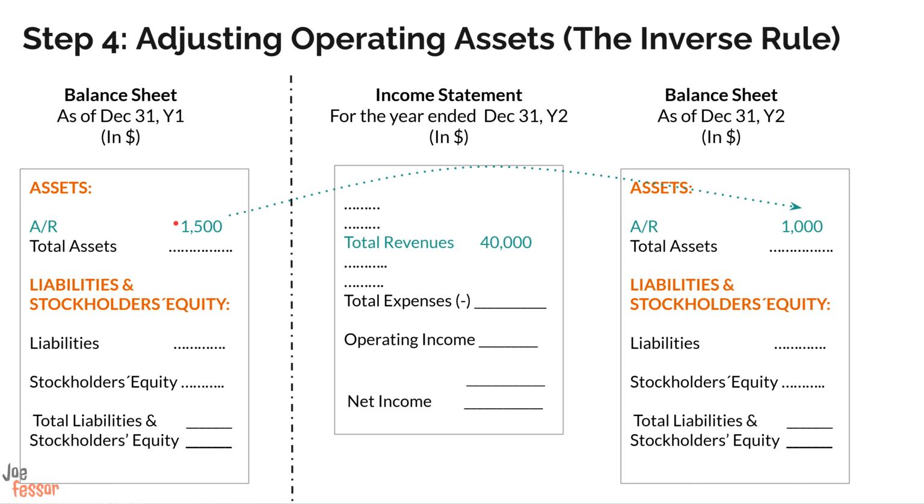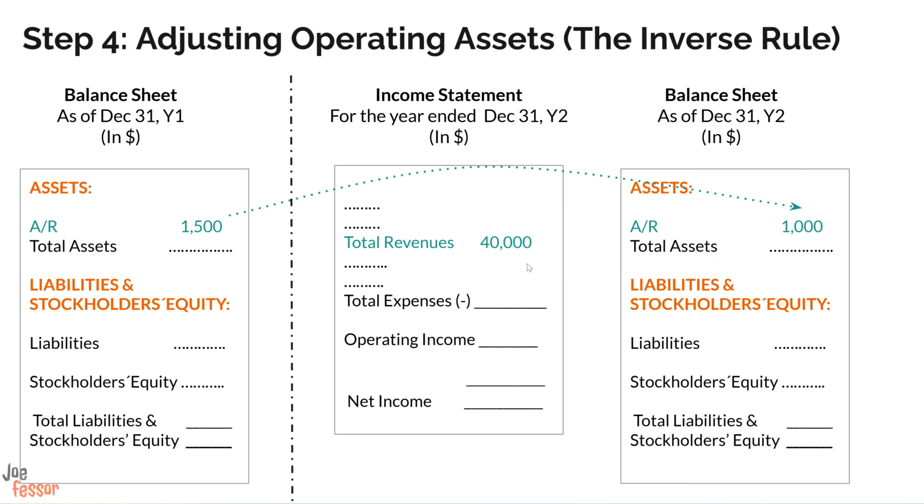Imagine our accounts receivable started the year at $1,500 and ended at $1,000. Our income statement reported $40,000 in sales revenue. Our accounts receivable decreased by $500. Now ask yourself, if accounts receivable went down, did we collect more or less cash than the revenue we reported? A decrease in accounts receivable signals that we collected $500 more cash from customers than the sales revenue we reported on the income statement.